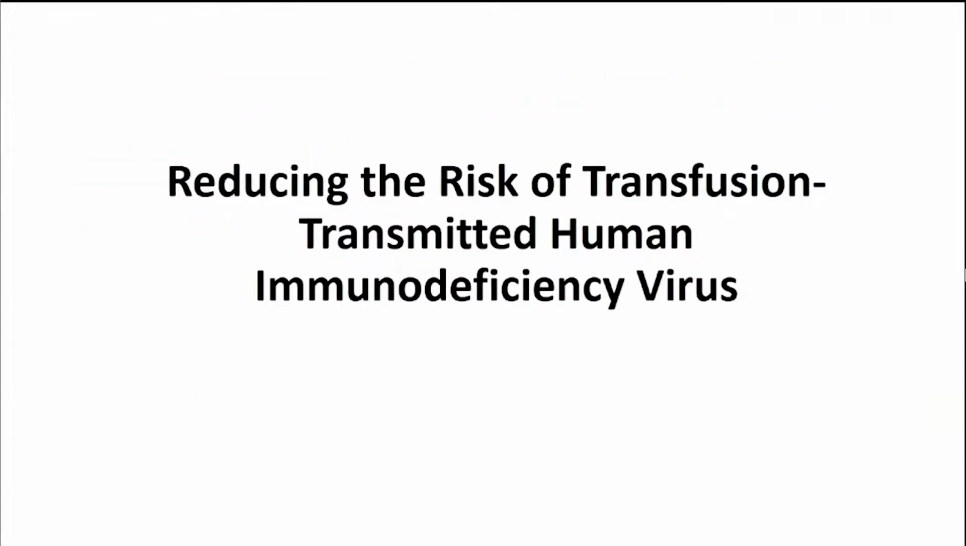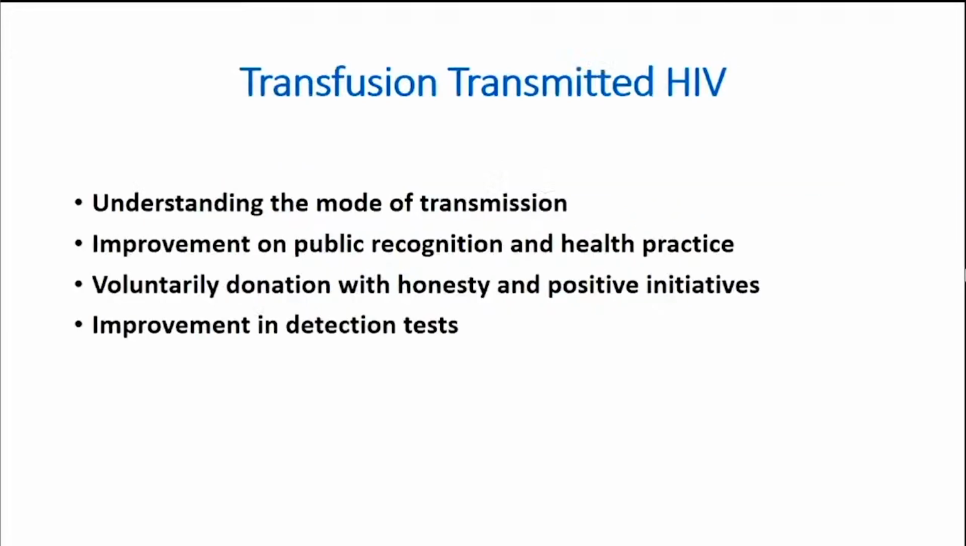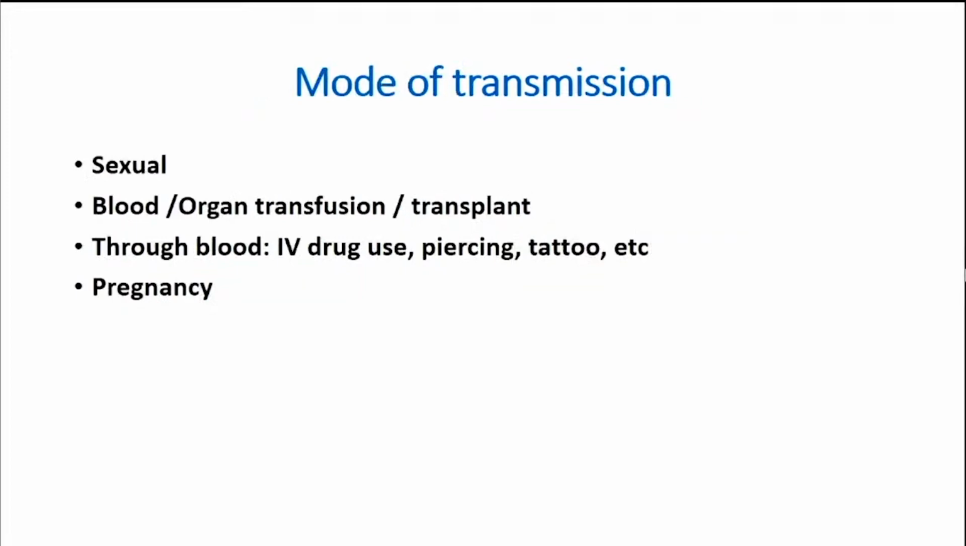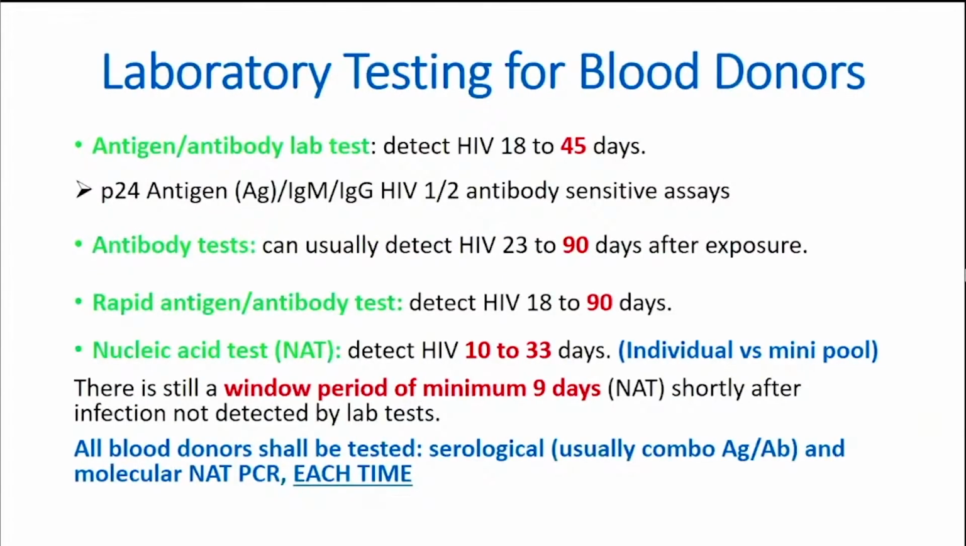So our next discussion is about changes in donor eligibility in regard to HIV. We know HIV can be transmitted through sex, blood transfusion, organ transplantation, or any blood contact through IV drug use, piercing, tattoo, or through pregnancy. It is tested in blood donors using both serology and nucleic acid testing. For serology, we have the antigen-antibody combo test, which detects p24 antigen together with IgG and IgM HIV-1 and 2 antibodies.